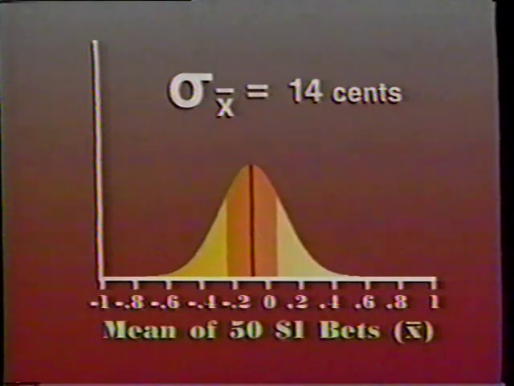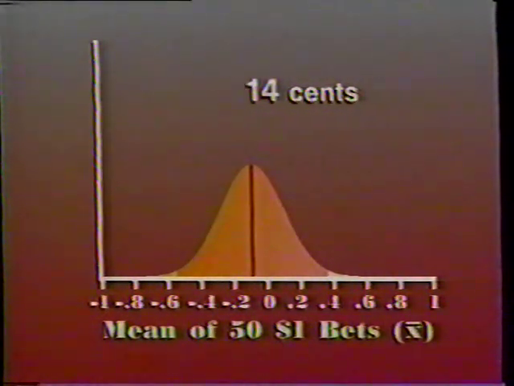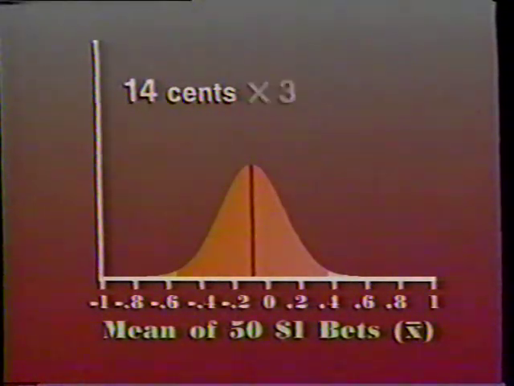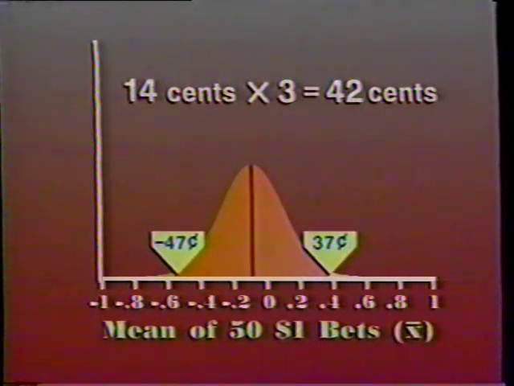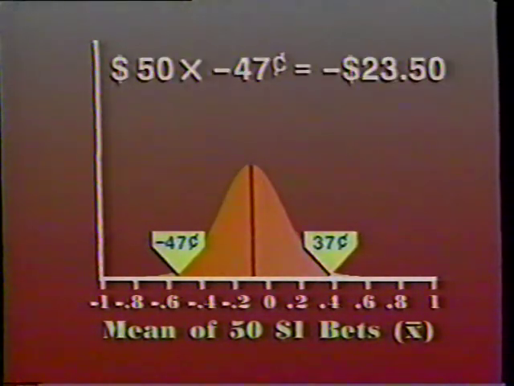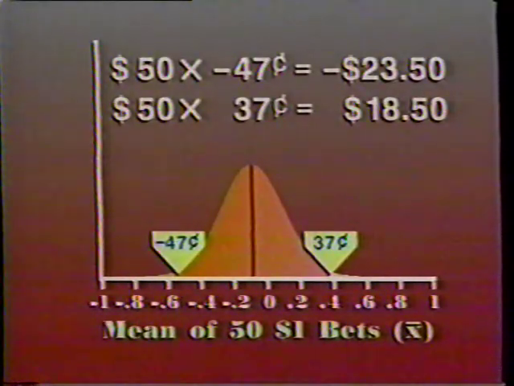We know from the 68, 95, 99.7 rule that virtually all of our gamblers' results will fall within 3 standard deviations of the mean. Multiplying our 14-cent standard deviation by 3 gives us 42 cents. So a gambler can expect an average result between a loss of about 47 cents per dollar bet to a gain of about 37 cents per dollar bet. Multiplying each of those amounts by $50 shows that a gambler placing 50 $1 bets can expect a final result somewhere between a loss of about $23.50 and a gain of $18.50.